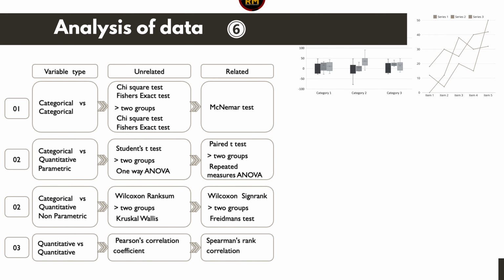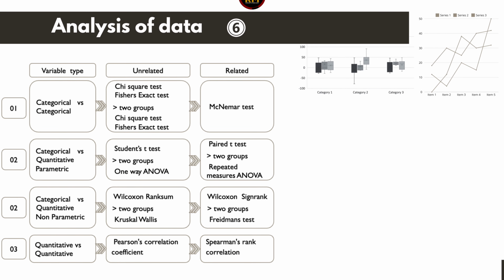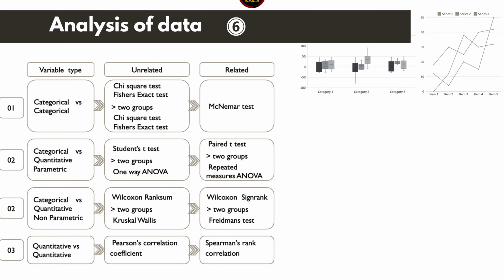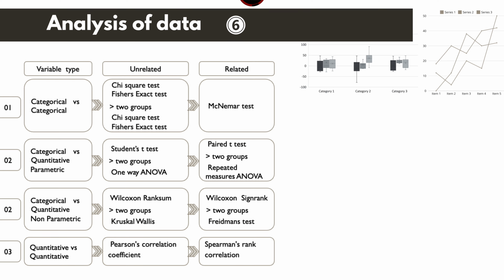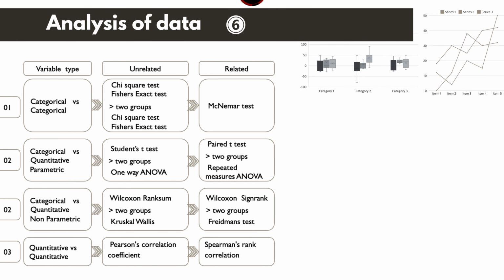Next is quantitative versus quantitative. If it is following normal, then we go for the Pearson correlation coefficient. If it is not, then we go for Spearman rank correlation.